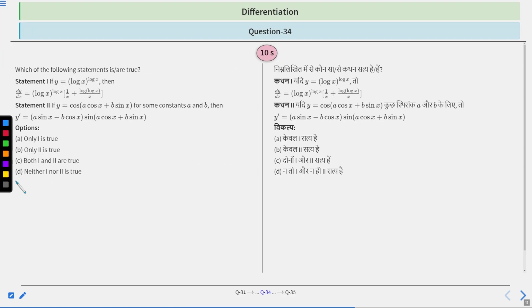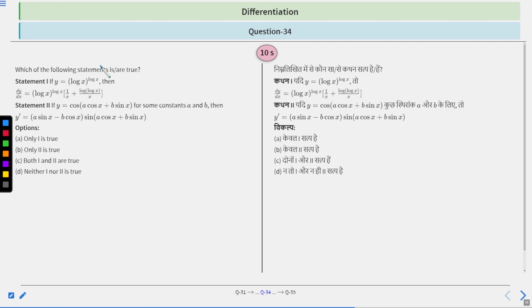Question number 34, which says which of the following statements is or are true. We are given two statements. Statement 1 says if y is equal to (log x) to the power log x, then dy by dx is equal to (log x) to the power log x into (1 by x plus log of log x upon x). And statement 2 says if y is equal to cos(a cos x plus b sin x) for some constants a and b, then y dash is equal to (a sin x minus b cos x) into sin(a cos x plus b sin x). So we have to analyze both the statements.